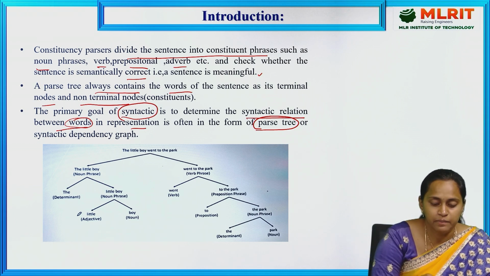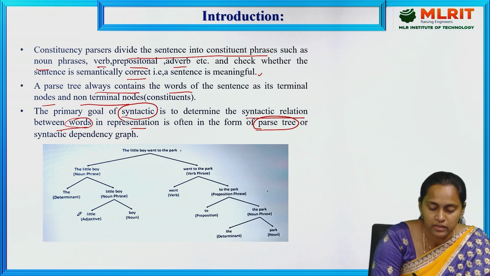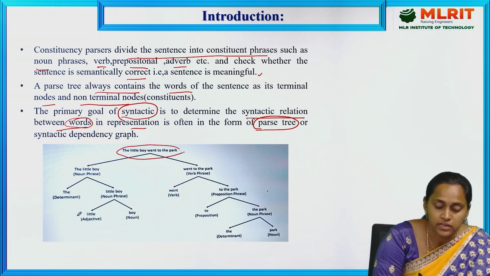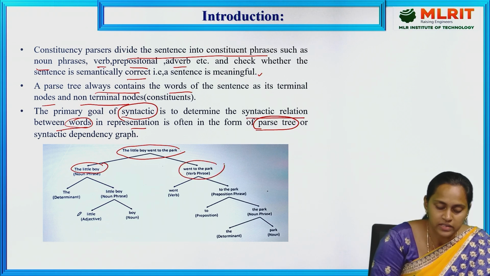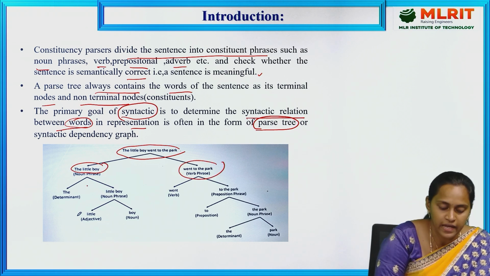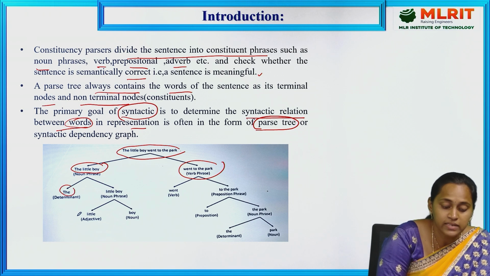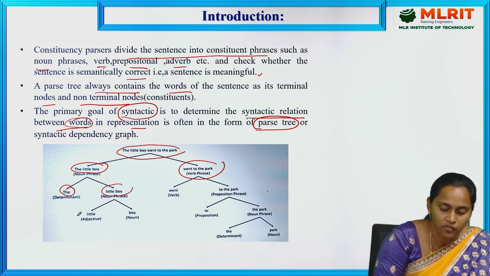Let's see the example. The little boy went to the park. This is a sentence. We are dividing the sentence into two phrases. That is, the little boy is a noun phrase. Went to the park is a verb phrase. Let's see the noun phrase written as: the is a determiner, little boy is a noun phrase.